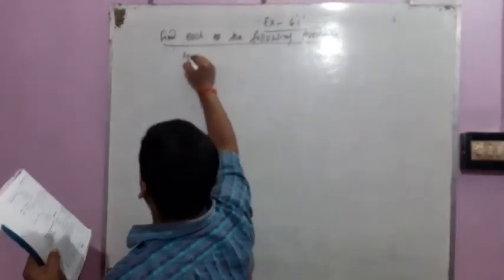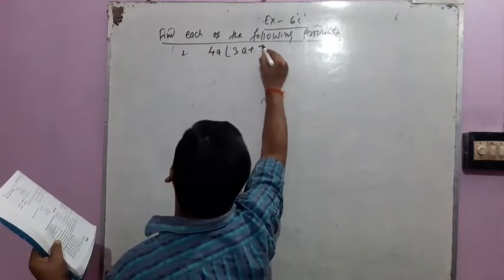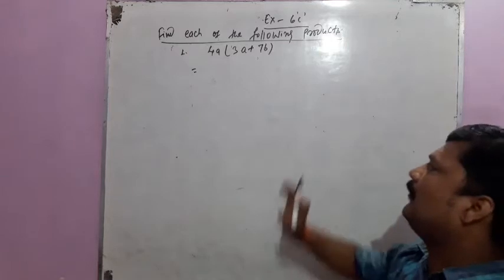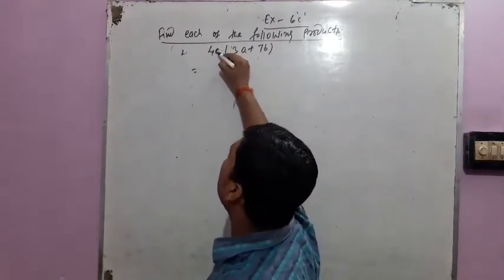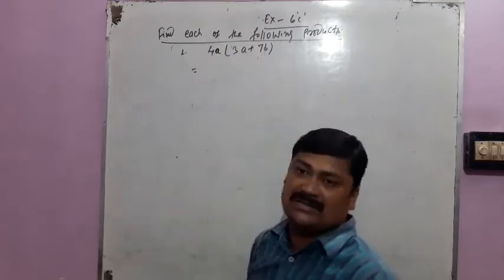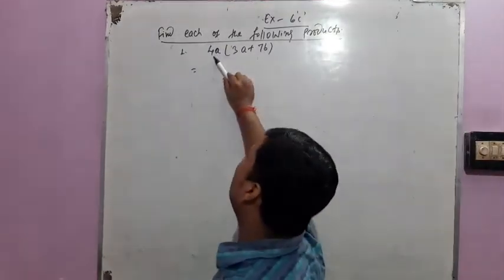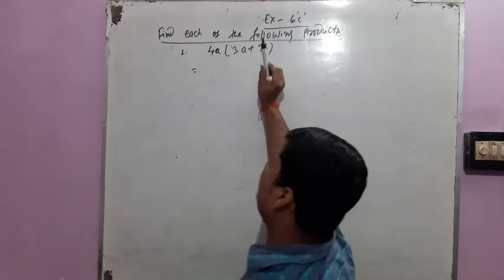The question is here: 4a with 3a plus 7b. Now student, first here we are looking that 4a is a monomial and 3a plus 7b is a binomial. Okay. So first we have to multiply the 4a with 3a, then we have to multiply the 4a with 7b.